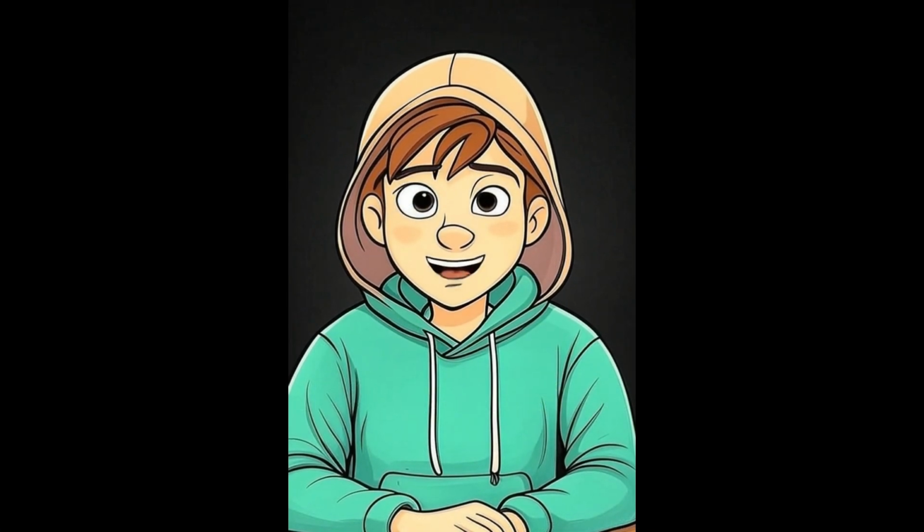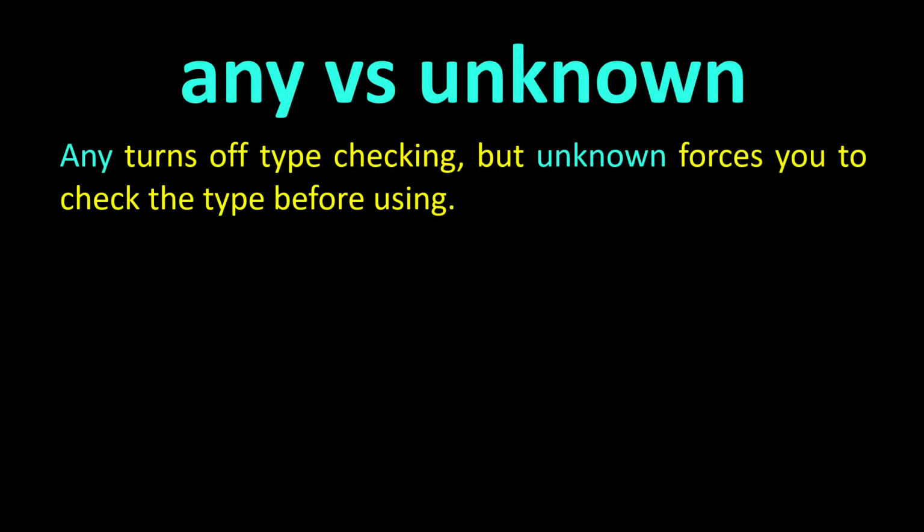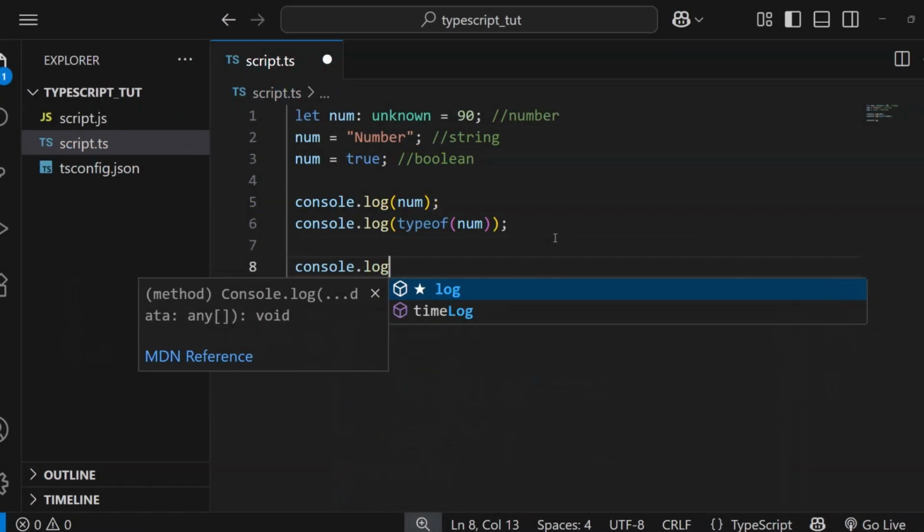But what is the difference between any and unknown? Let's look more closely. Any turns off type checking, but unknown forces you to check the type before using. Let's understand this with an example.